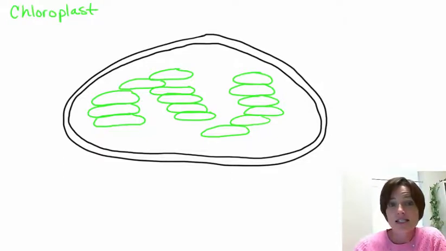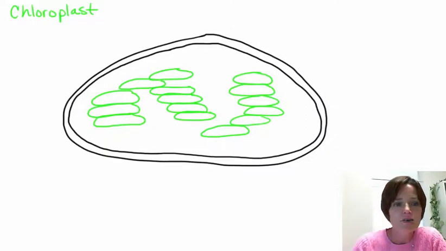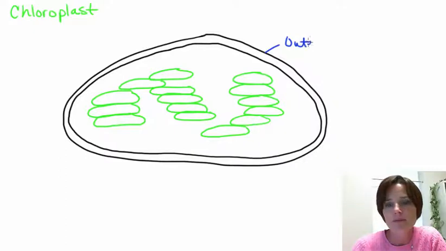The chloroplast is the cellular location of photosynthesis. So if we take a moment and review the overall structure of the chloroplast, it does have three membranes that surround it. So if we locate those membranes, this is going to be called the outer membrane.